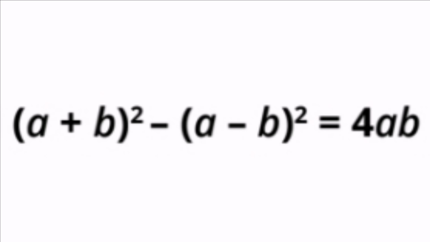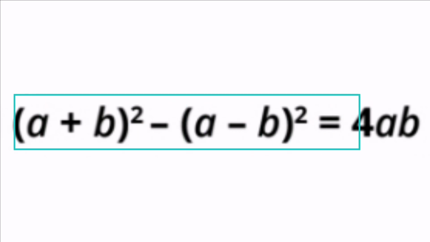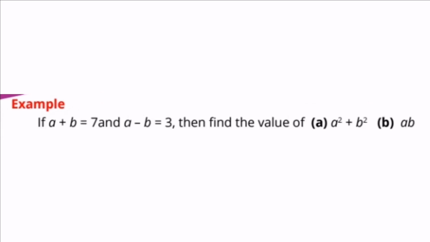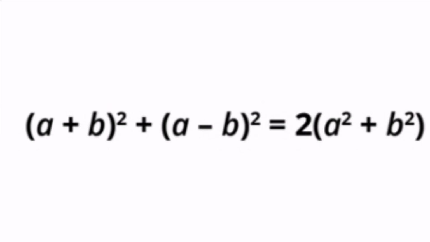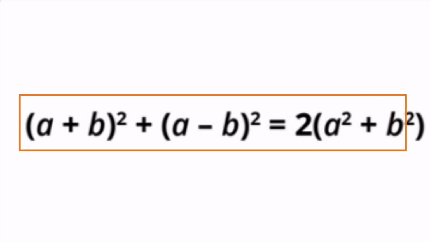In this lecture, we have to explain some fundamental identities or formula. The formulas are given: a plus b whole square minus a minus b whole square is equal to 4ab. And the second one is a plus b whole square plus a minus b whole square is equal to 2 times a square plus b square.